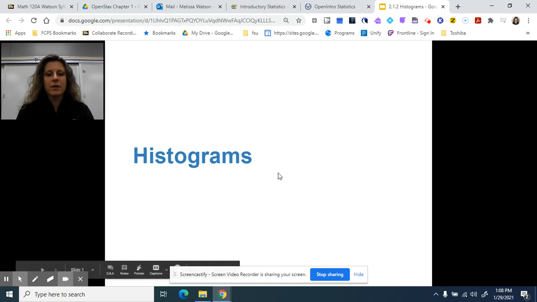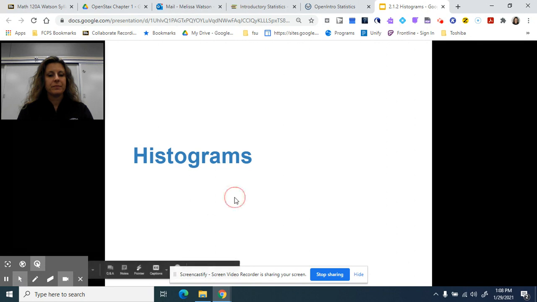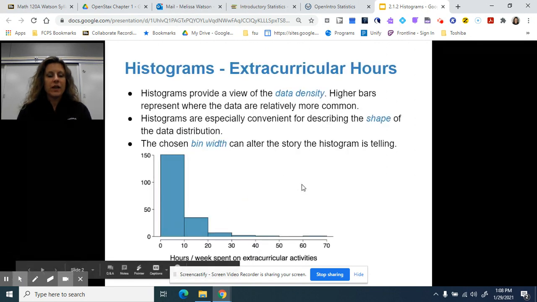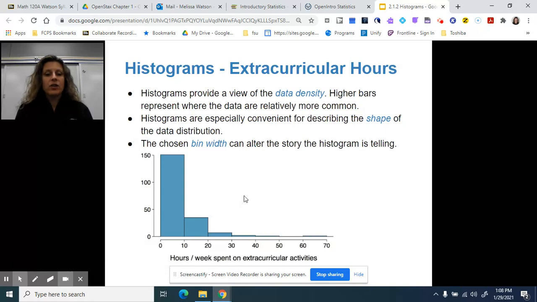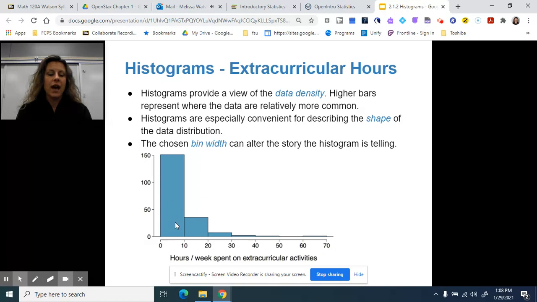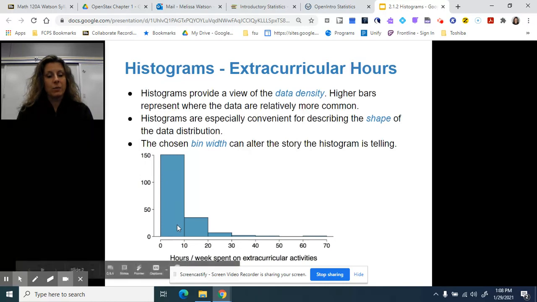Okay, in this lesson, we're going to be talking about histograms. So first of all, a histogram is just a graph of numerical data in which you can determine the frequency of each category by looking at the height of each bar that is represented in the graph.